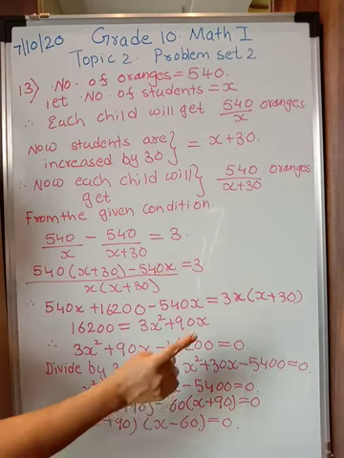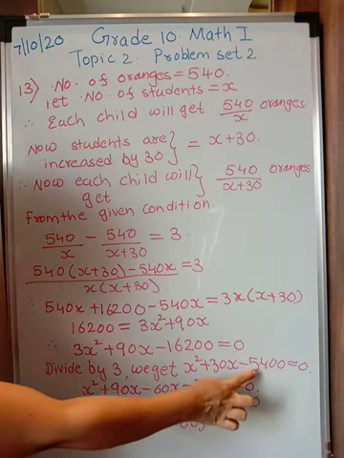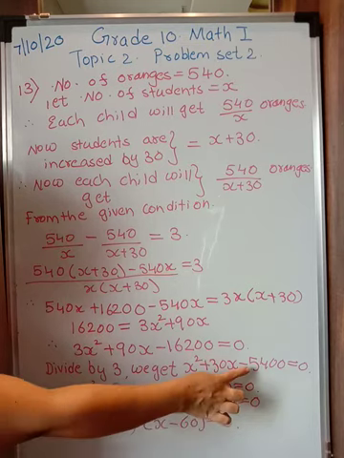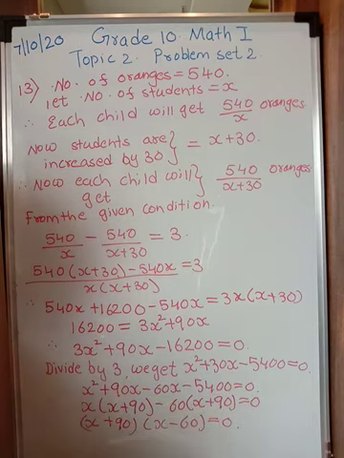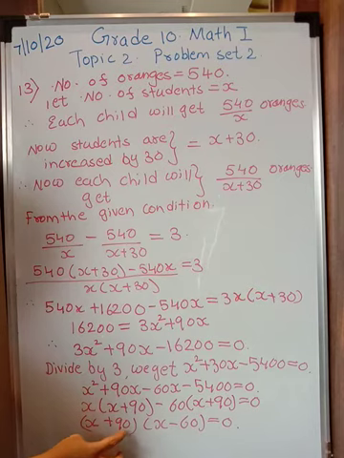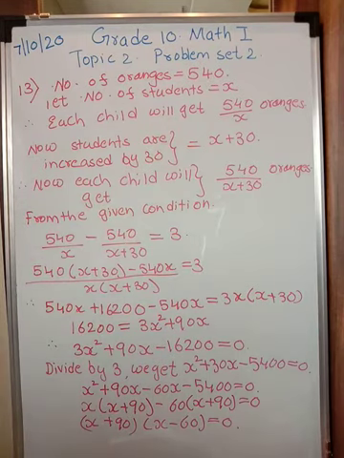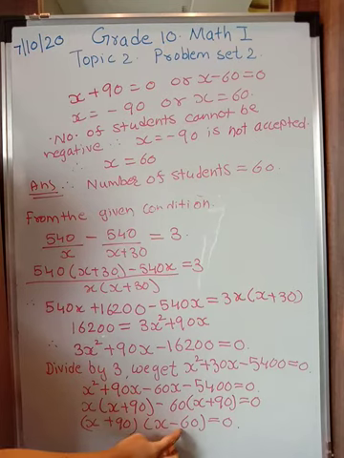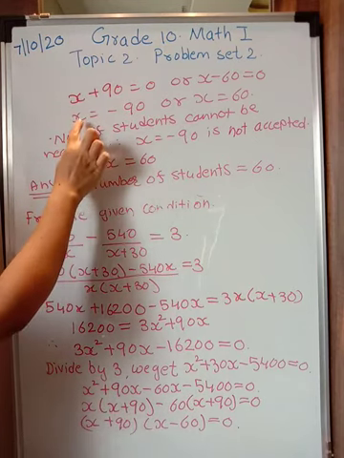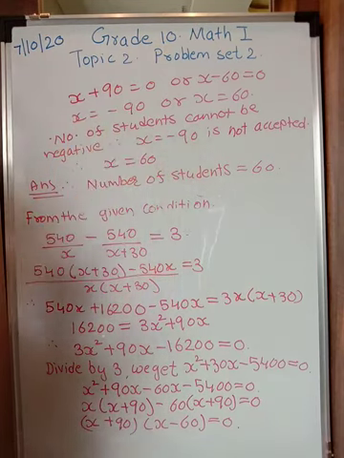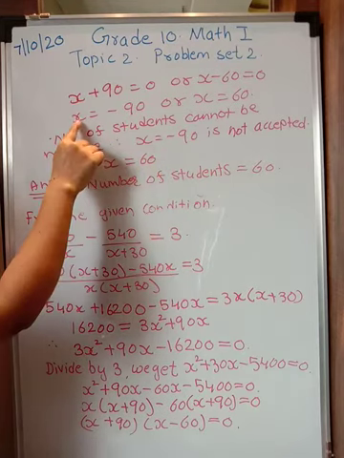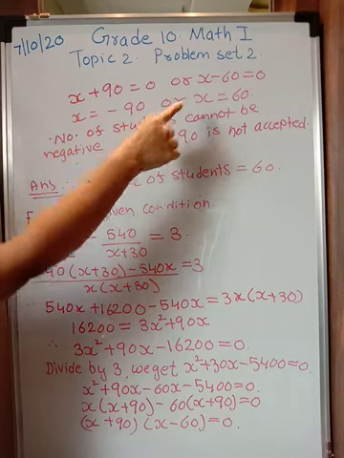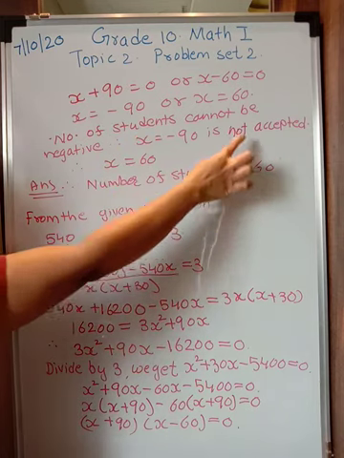And therefore, tell me two numbers whose product is 5400 and whose subtraction is 30. It is 60 and 90. So we have x plus 90 or x minus 60 is equal to 0. So we have two options. So either x plus 90 is 0 or x minus 60 is 0. So after solving, we get x as minus 90 or x is plus 60. Now, the number of students is x. No, they can't be negative. Therefore, we have only one option. The number of students is 60.